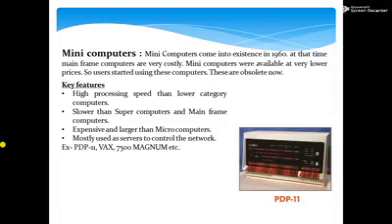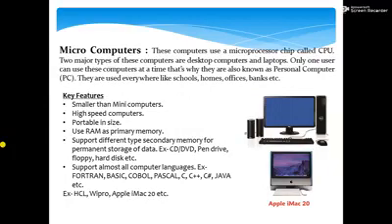And the last category is microcomputer. So let's have a look at this computer. Microcomputers use a microprocessor chip called CPU. Two major types of this computer are desktop computers and laptops. Only one user can use this computer at a time. That's why they are also known as personal computers. They are used everywhere, like schools, homes, offices, banks, etc.